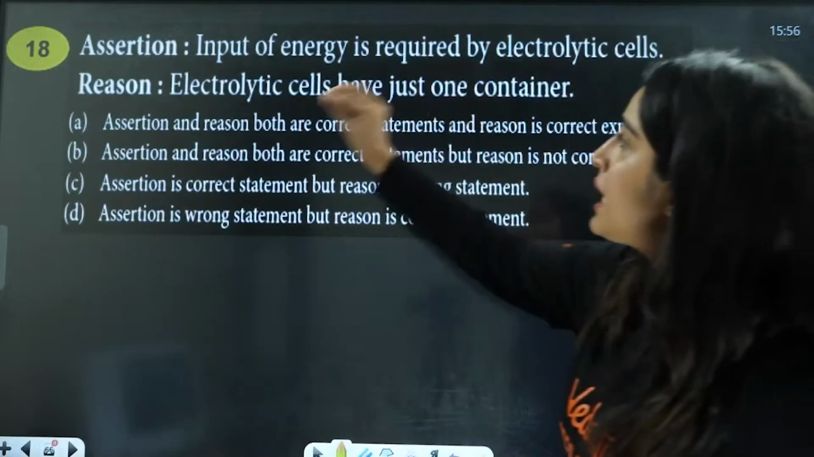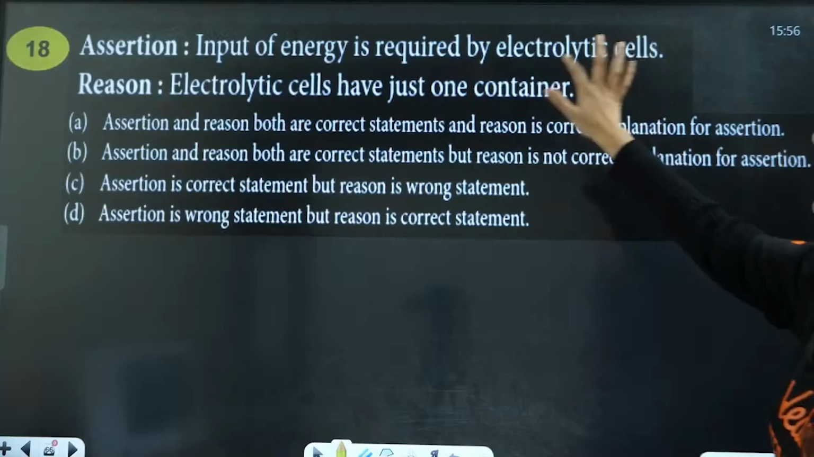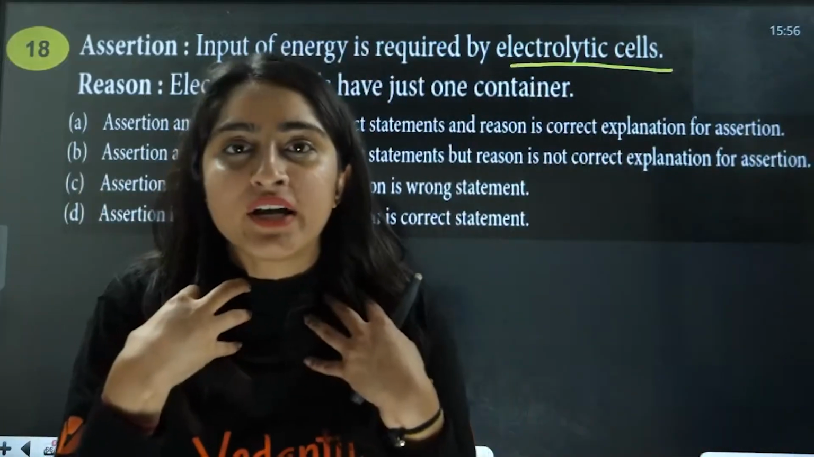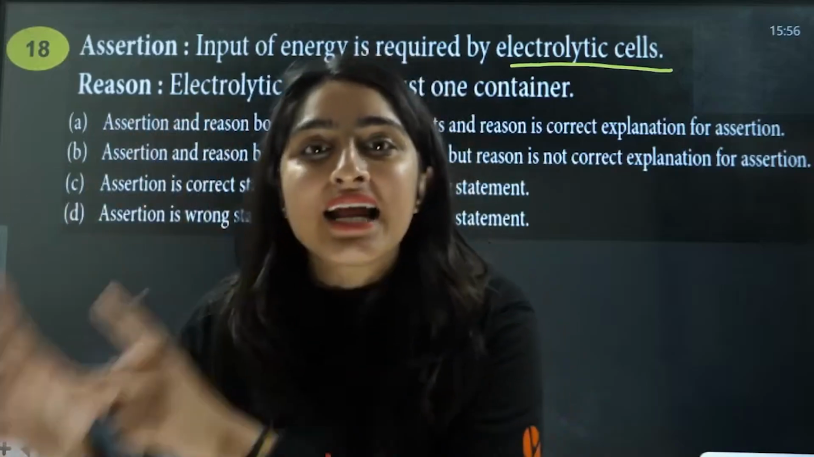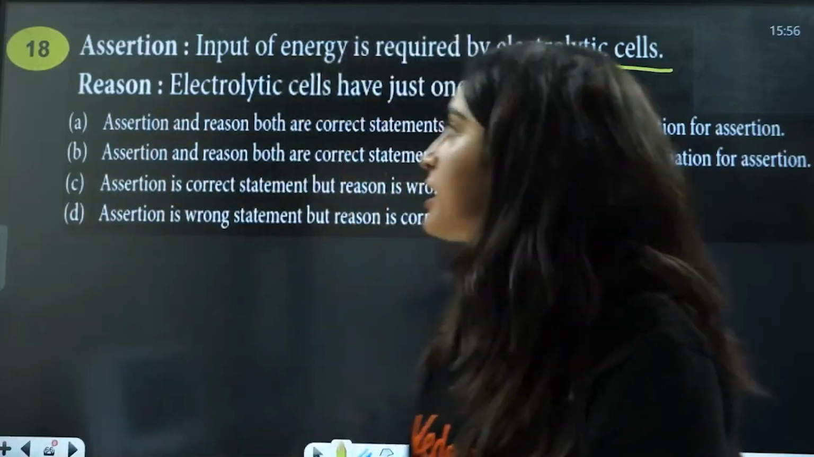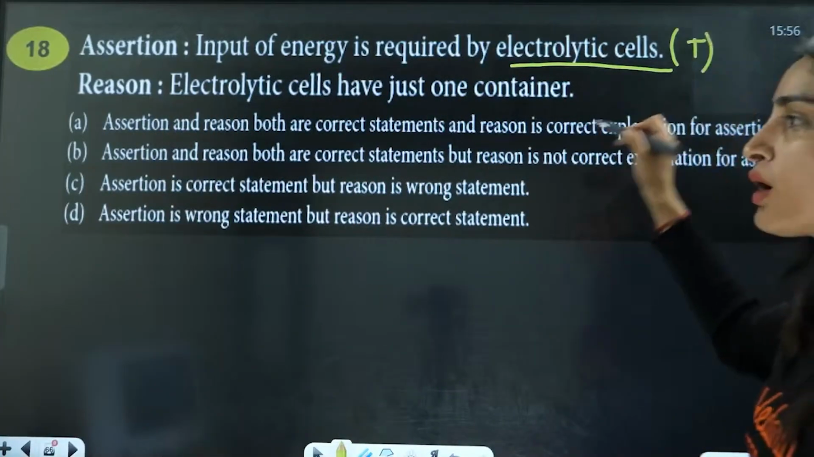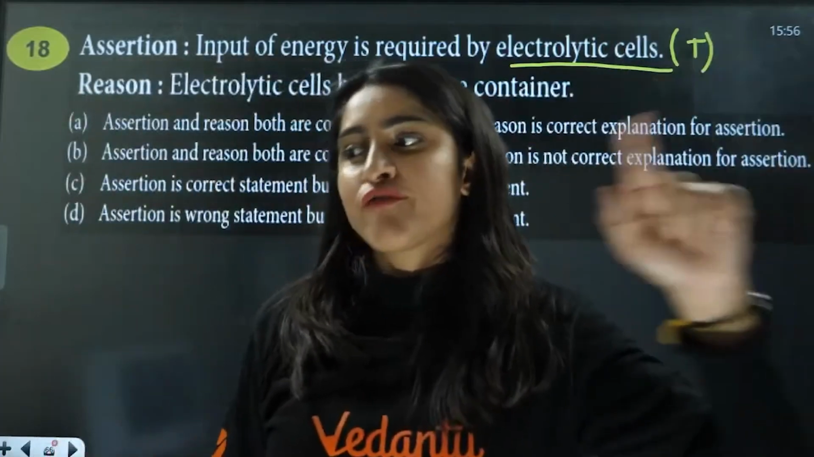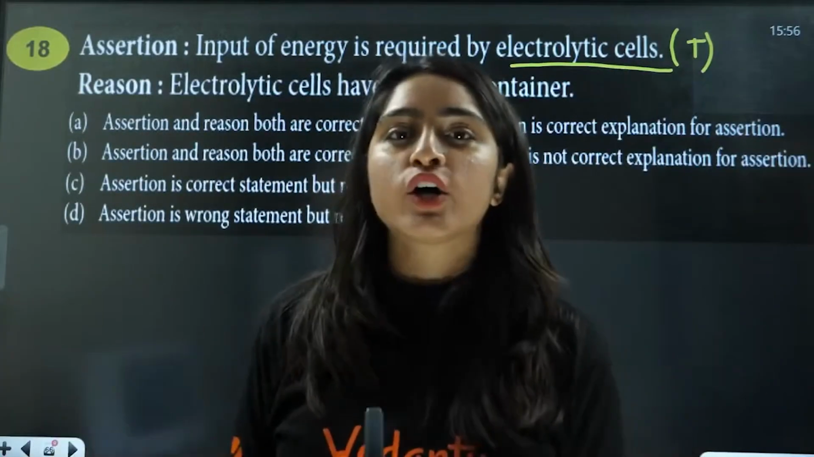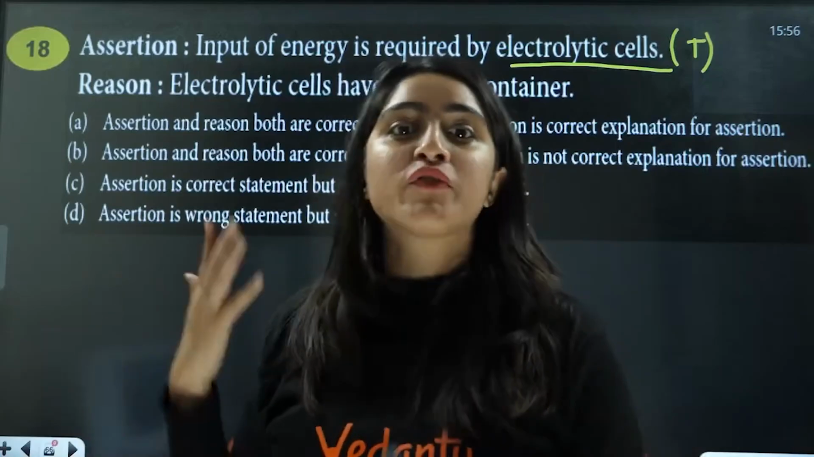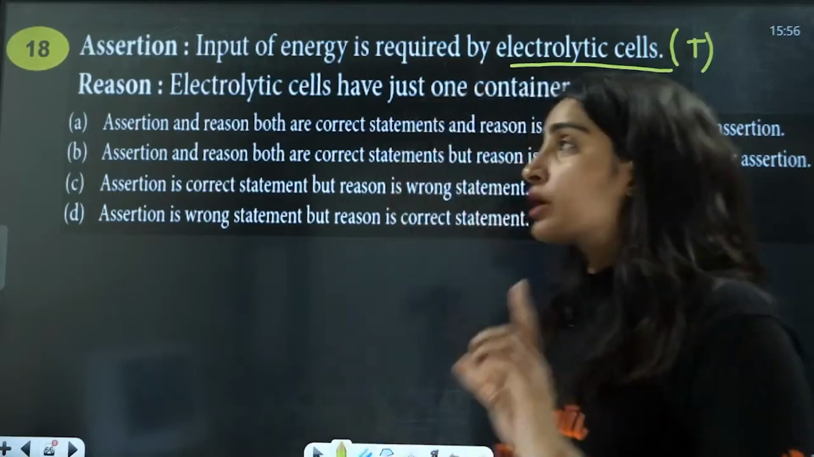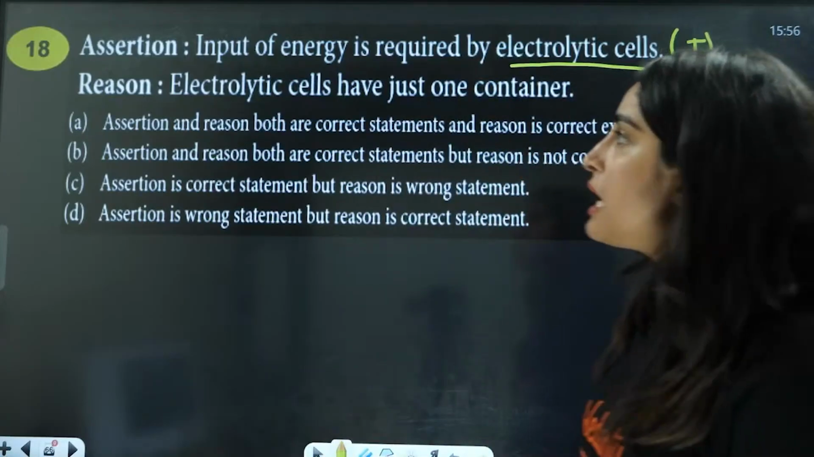Next we have: input of energy is required by an electrolytic cell. An electrolytic cell requires input of energy and converts electrical to chemical energy. That is a true statement. You know what? This is my method of revising the whole syllabus for you, in the form of assertion reasoning, because they have asked 4 questions in the sample paper. So they're going to ask you 4 questions from there.